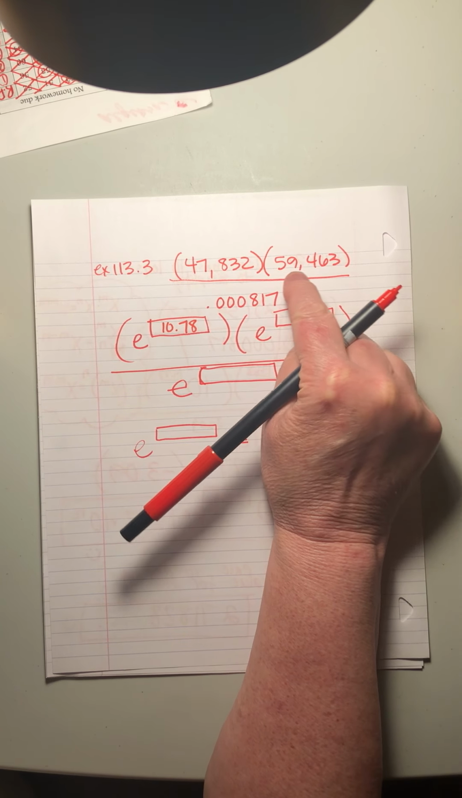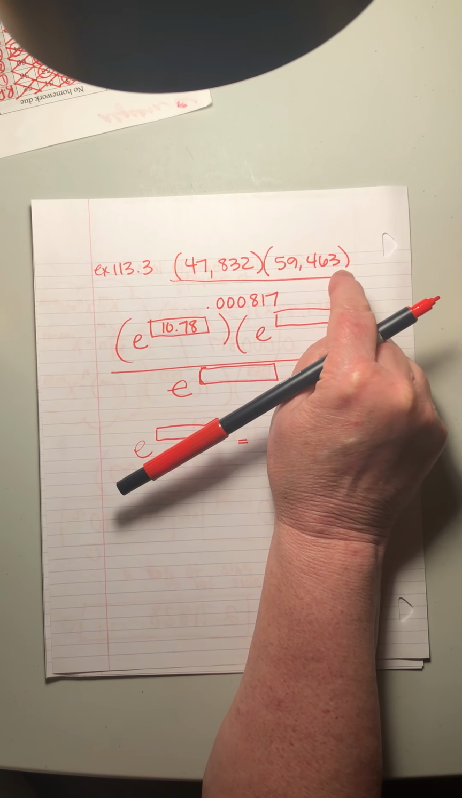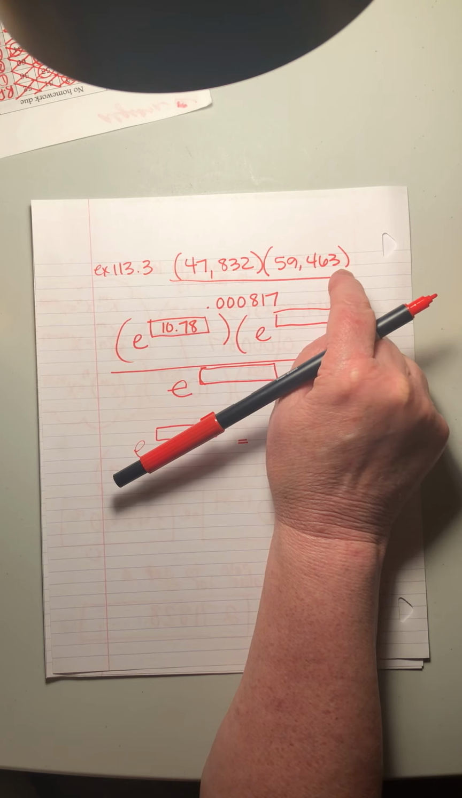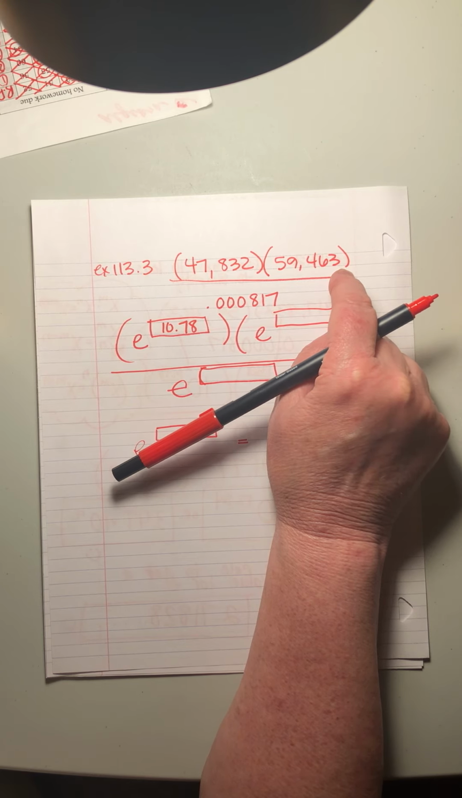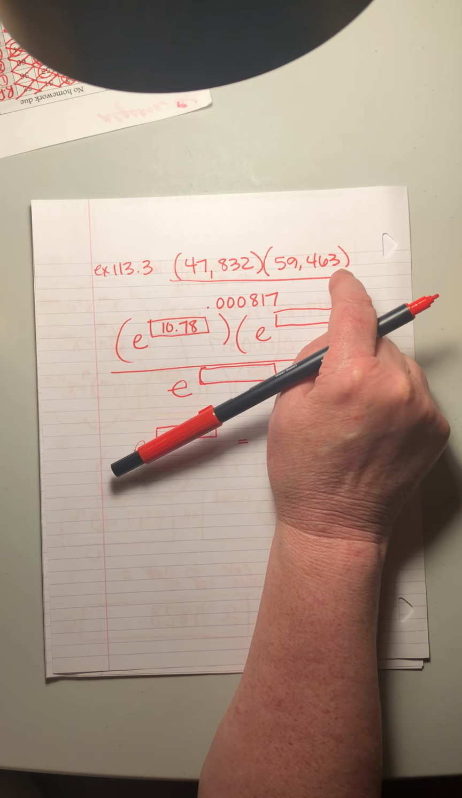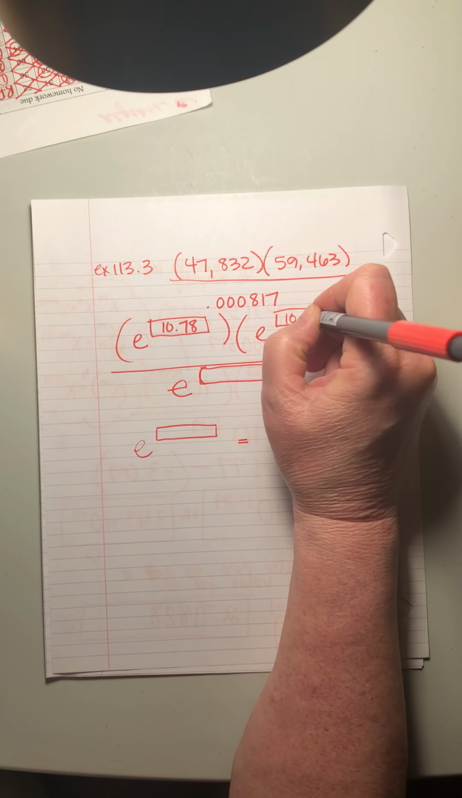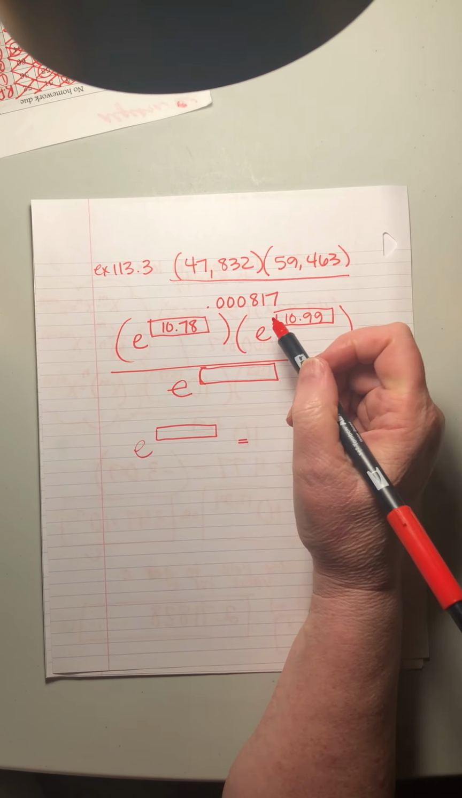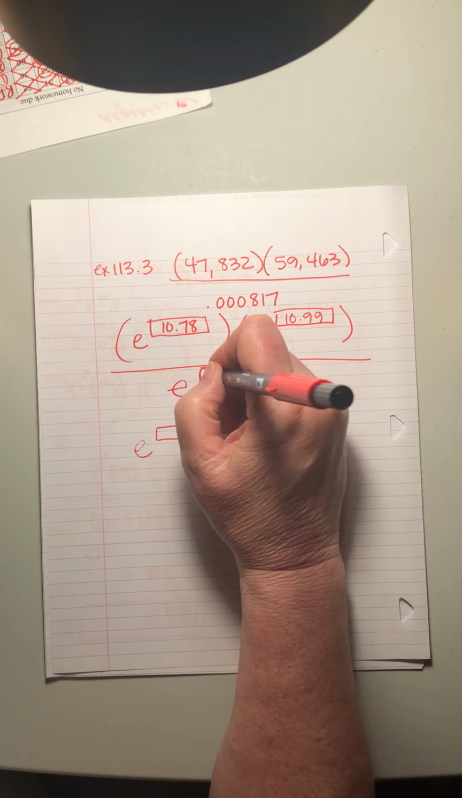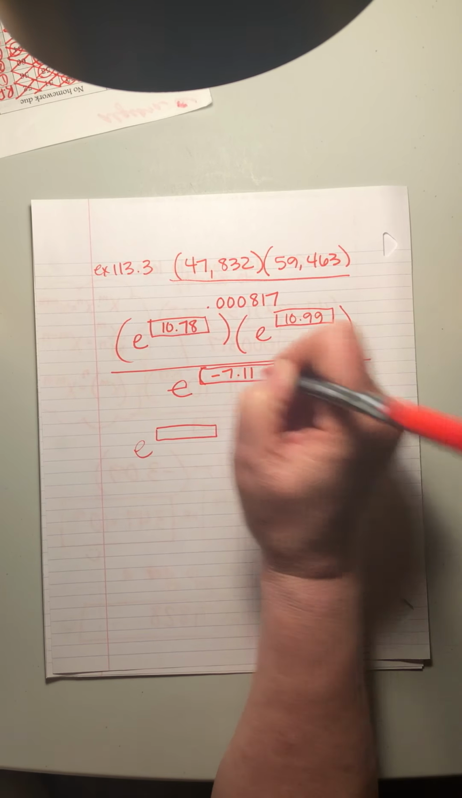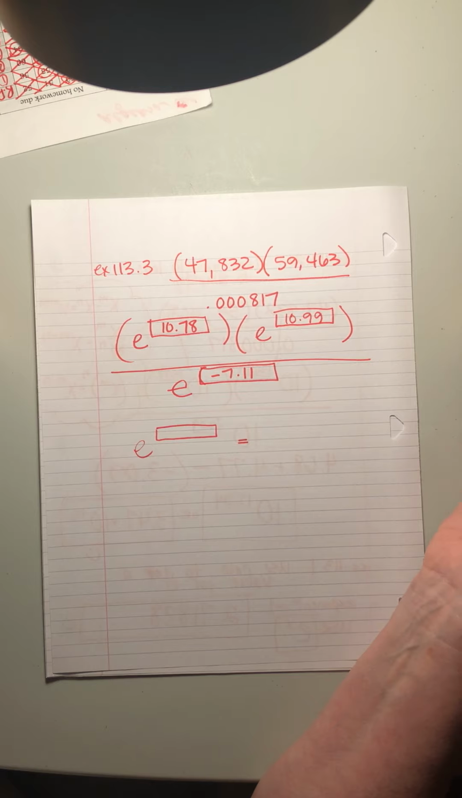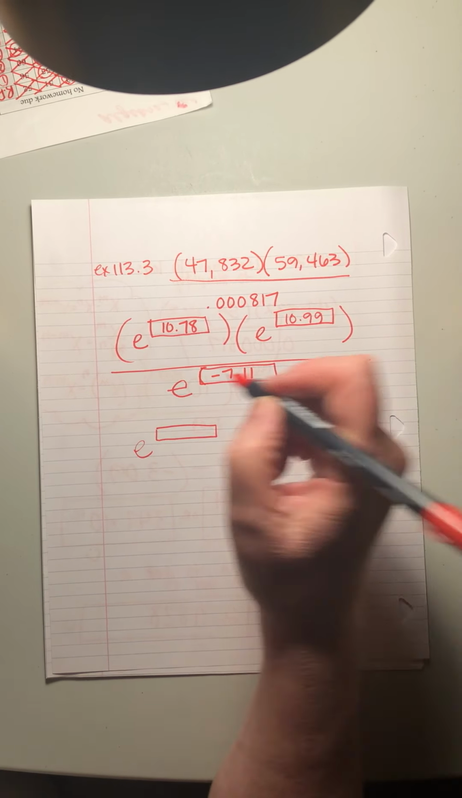Then we do the same thing. You enter 59,463, and you hit again that LN, that natural log button, and you will get 10.99. And then this will be minus 7.11. Okay? The calculator does all that heavy lifting for you.